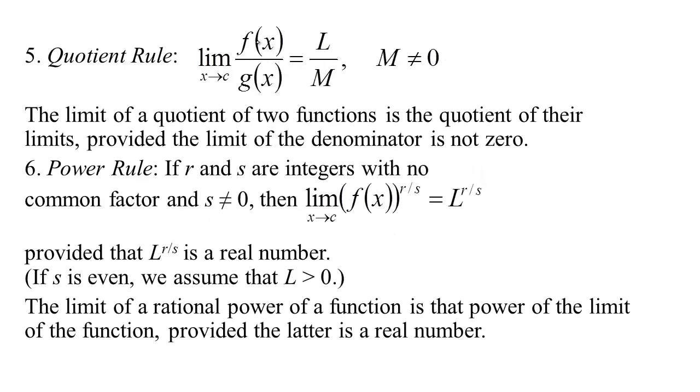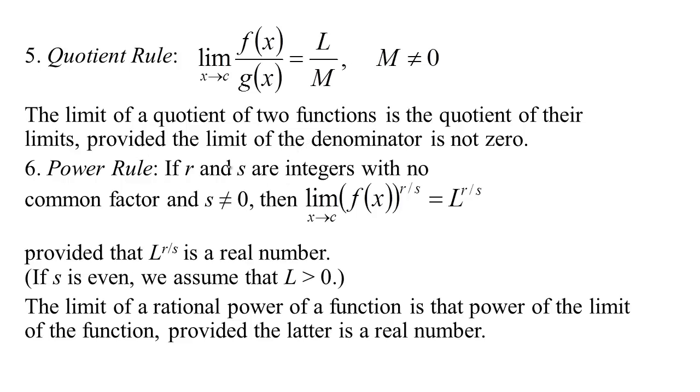If f is getting close to L and g is getting close to m, then as long as m isn't 0, you would think that if you divide those two numbers, you should get closer and closer to the quotient of those two. So to say it in words, the limit of the quotient is the quotient of the limits. Good. And power rule. All right.